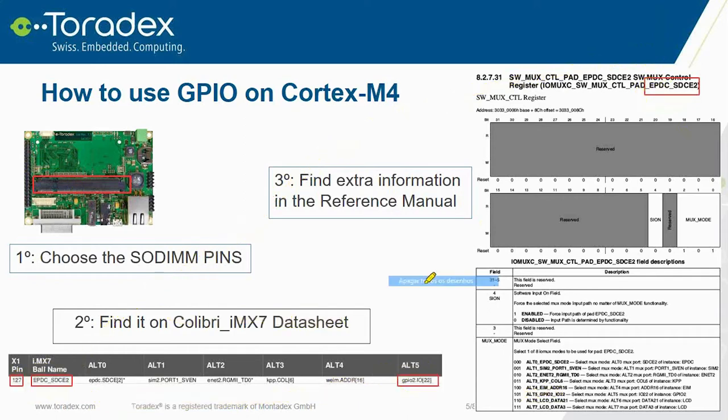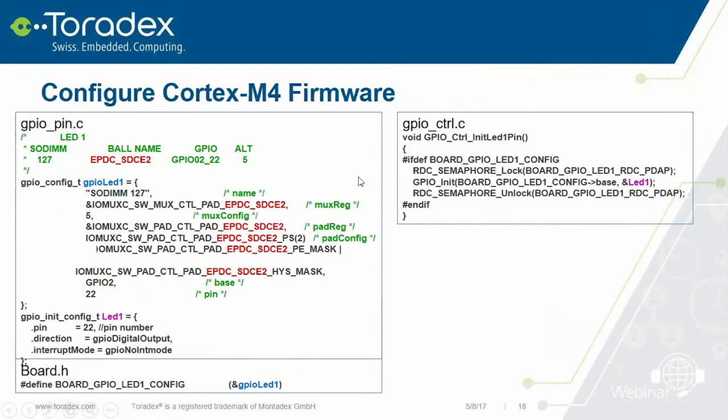Let me just clear here, and here we go. Now that's exactly the struct I put in my software. So I have two structs. It's about the pad name and GPIO 2 pin 22 with MUX 5. So my MUX is here, my pad configuration is also here, and I changed all the places here to the pad name I want to use.